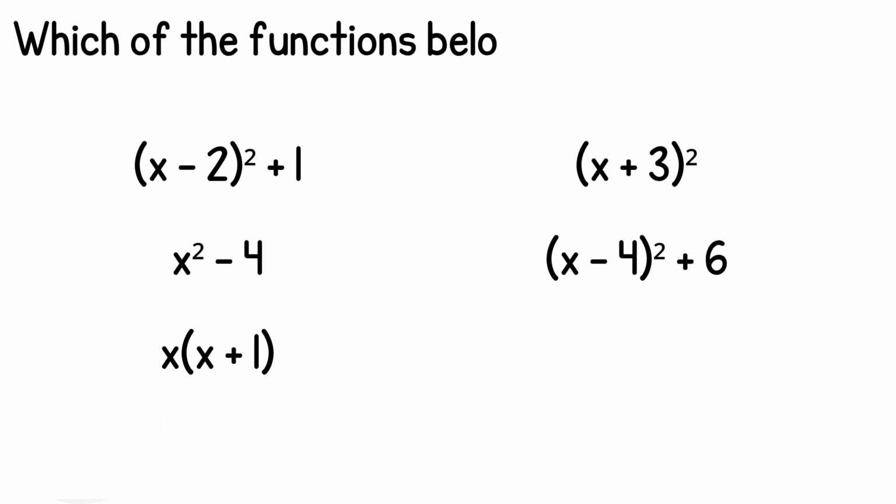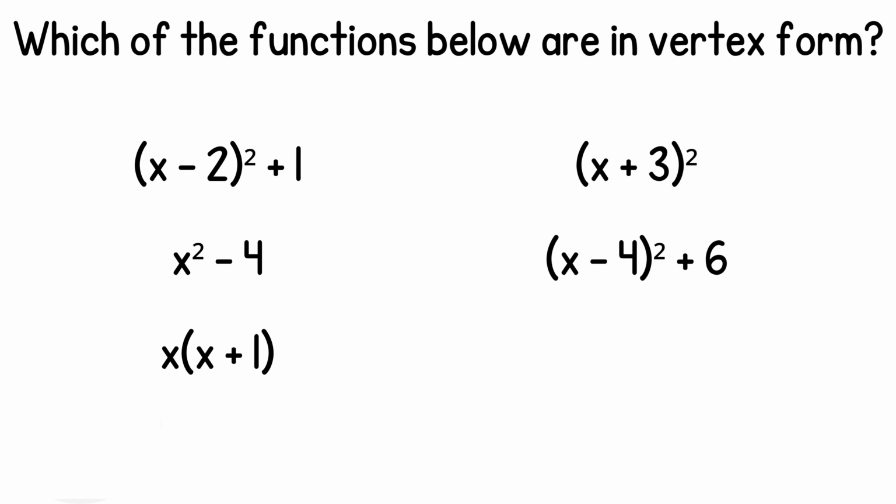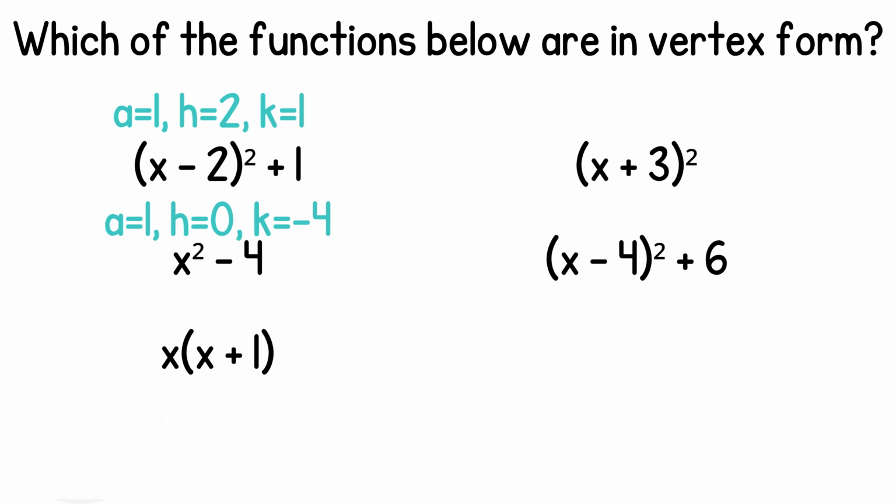In this example, we're going to decide which functions are in vertex form. So as long as we can label the a, h, and k value, then we can consider these in vertex form. In our first equation, we can see that a would be 1, h would be 2, and k would be 1. So this one's in vertex form. And the one below it, we can see that a would be 1, h would be 0 since x is really adding nothing to itself, and k would be negative 4. So this one is also in vertex form.